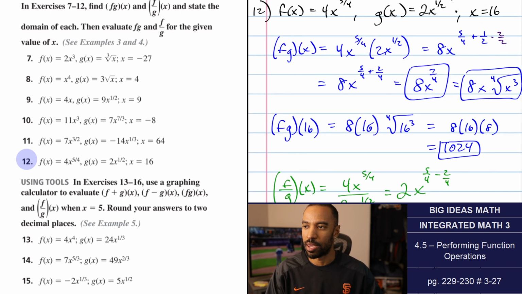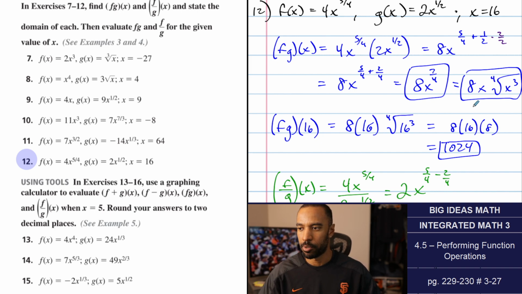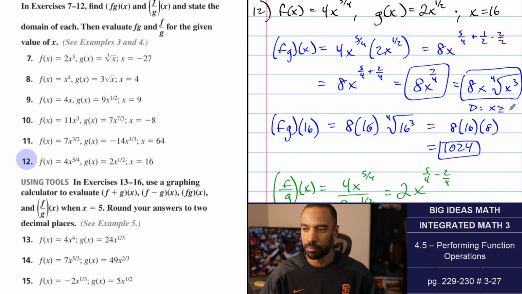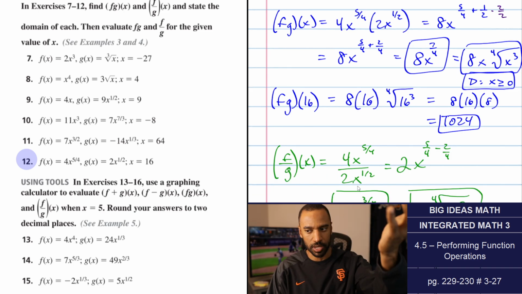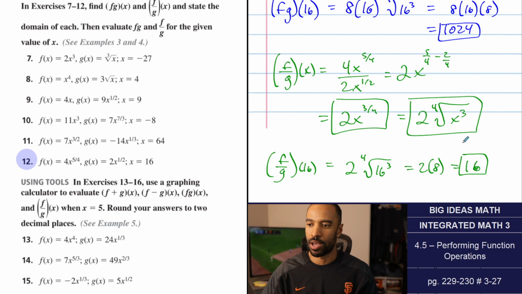All right, let's go back to our domains. Domain for this one, can't take the 4th root of a negative number, so for domain here, greater than or equal to 0. Same's going to be true at the bottom, but we also can't divide by 0, so that's true for this guy here. So x must be greater than 0 as a whole for this set. X is greater than 0.